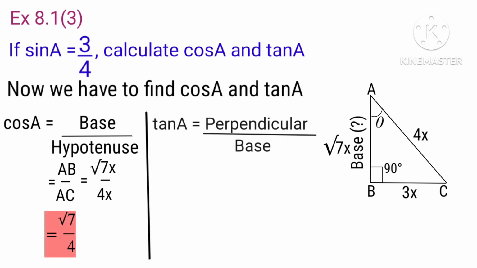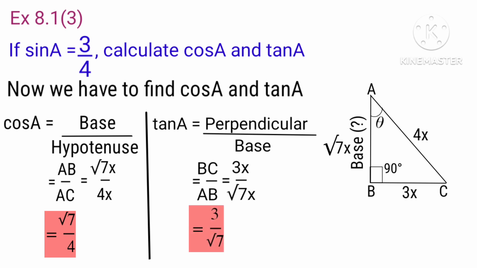Next we have to find tan A. So tan theta is equal to perpendicular divided by base. So that is BC divided by AB. So that is 3x divided by square root of 7x. x and x will get cancelled. So tan A is equal to 3 divided by square root of 7.